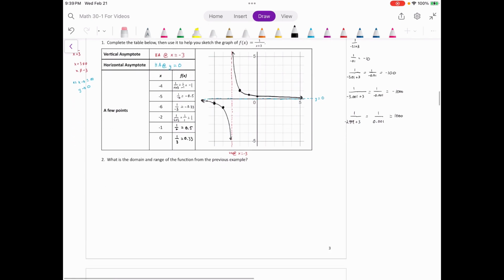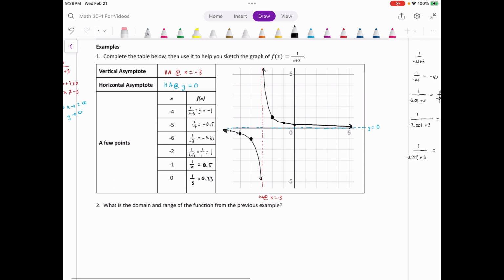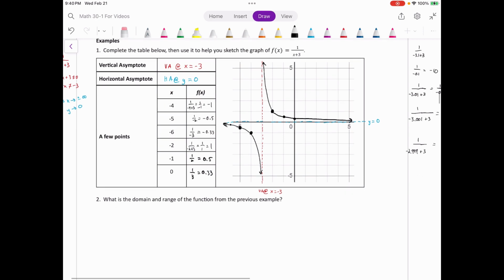Okay, now it's asking us what is the domain and range of the function from the previous example. We can use our graph to tell us the domain and range. We can also use the equation itself, right? Remember, domain is the x's that we can input. What x's are a problem here? There's really only one, right?